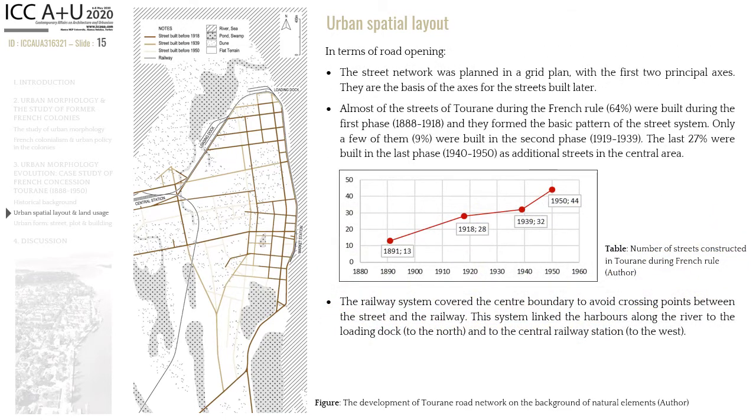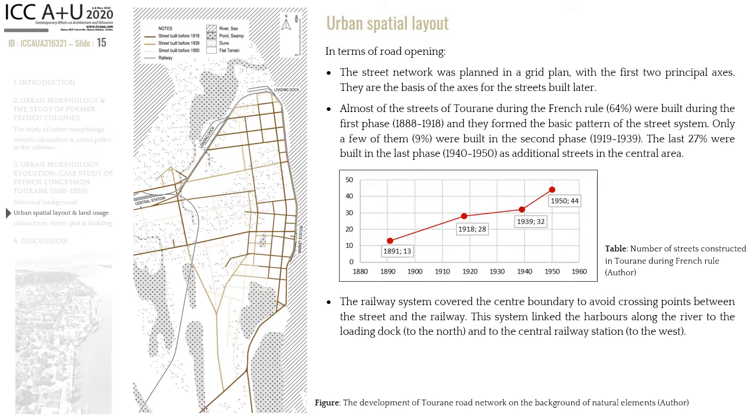In terms of road opening, this research selects the years 1918, 1939 and 1950 to assess the basic characteristics of the French transport system, including streets and railway. During the first phase, the French built 28 new streets in the center of Tourane. This number reached 32 streets at the end of the second phase and 44 streets in the last year in Tourane.